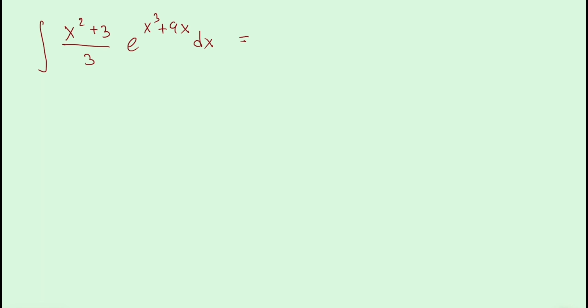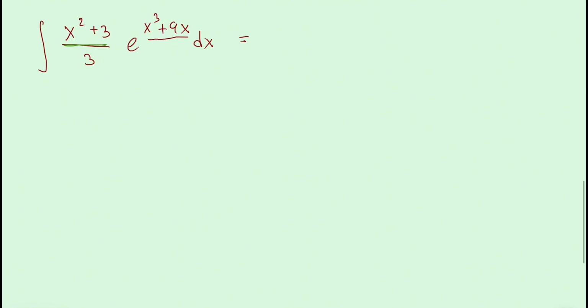In this example, we are integrating (x squared plus 3) times e to the x cubed plus 9x power. Now, what can we replace u with? We could try this function, because if we were to derive that, we will get 3x squared plus 9, which is something we could work with to use to replace this function.